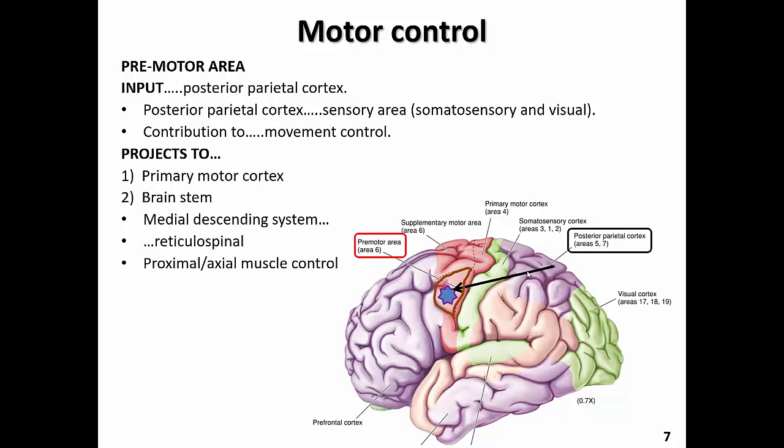And so based upon the sensory information, the smooth coordination of movements is going to be guided by the current state of the body, and the neuron in the premotor cortex will project to the primary motor area to assist with the optimal activation of those corticospinal neurons, but will also directly project through the medial descending system of the reticulospinal pathway.